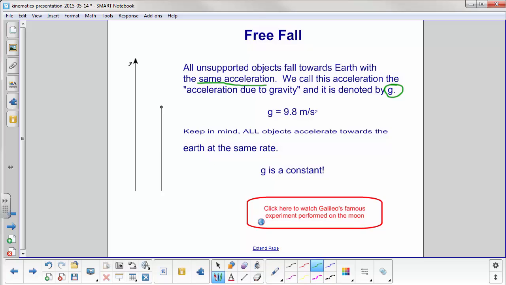All objects accelerate towards the Earth at the same rate, regardless of their mass. This is a very interesting video, so at this time please click on it. It shows an experiment done on the Moon in 1971 by the crew members of Apollo 15.